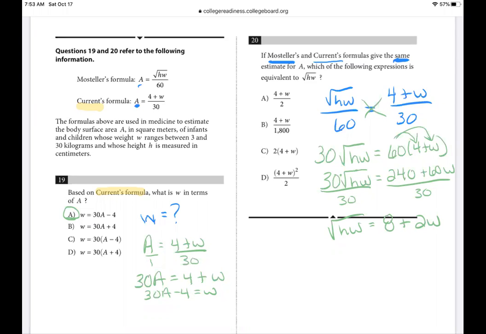Because we're not asked to actually solve for H or W by itself, we are asked for the square root of HW, so pay attention to what you are solving for. You are already done. We have 8 plus 2W, which is not an answer choice as it is written, but if you distribute the 2 in the answer choice C, you will arrive at the same thing, the 8 plus 2W, or we could have factored out a 2 from this right side to match it to the same presentation in the answer choice C.